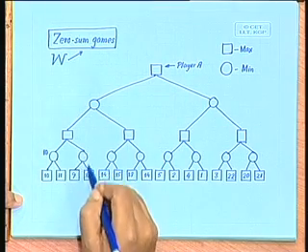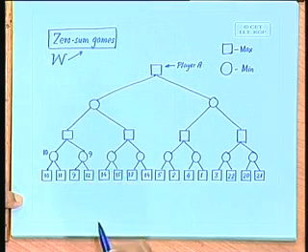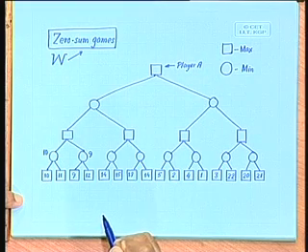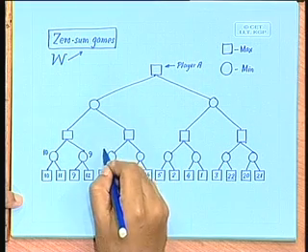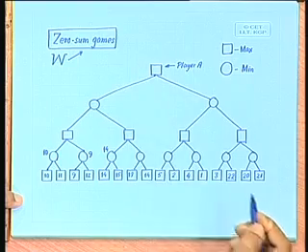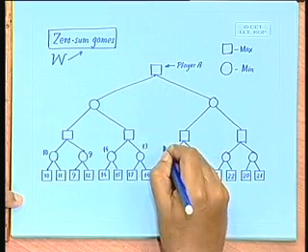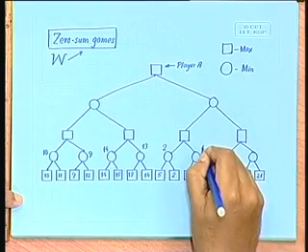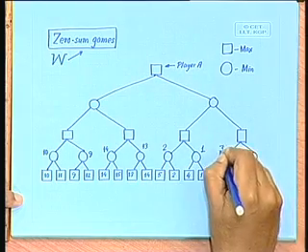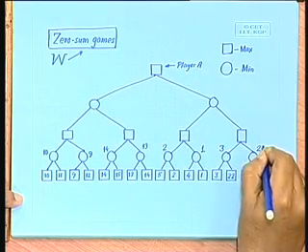Likewise, here also this is a min node. So, I will get 9. This is also a min node. So, I will have 14. This is a min node. So, I will have 13. Here I will have 2, here I will have 1, here 3 and 20.